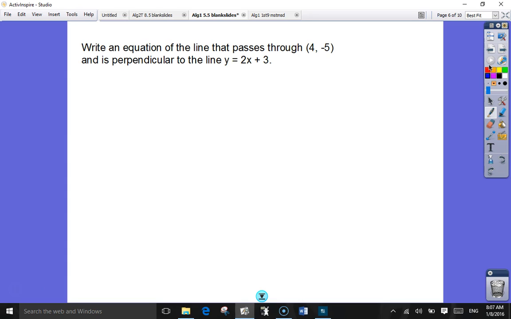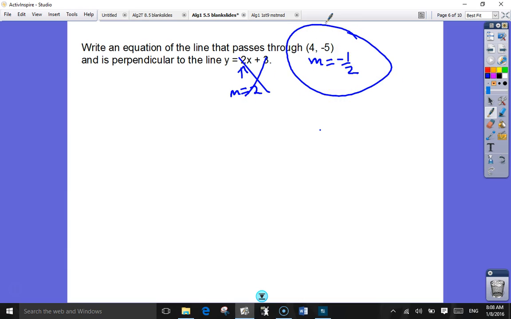So you're supposed to be looking at that line and saying, okay, if that line has a slope of 2, then what's the slope of a perpendicular line? -1/2, right? So if this is m equals 2, then this should have a slope of m equals -1/2. So you don't need any of that anymore, right? You need this.